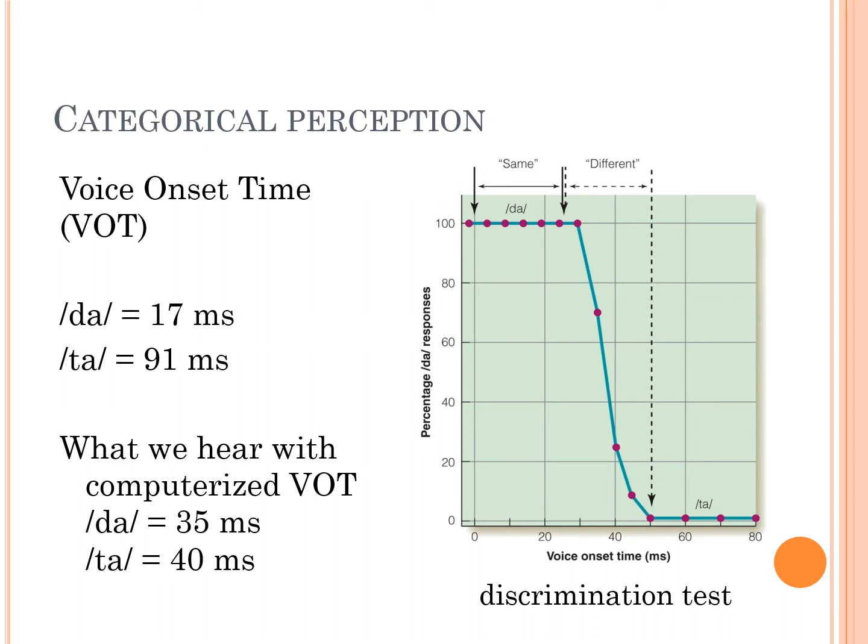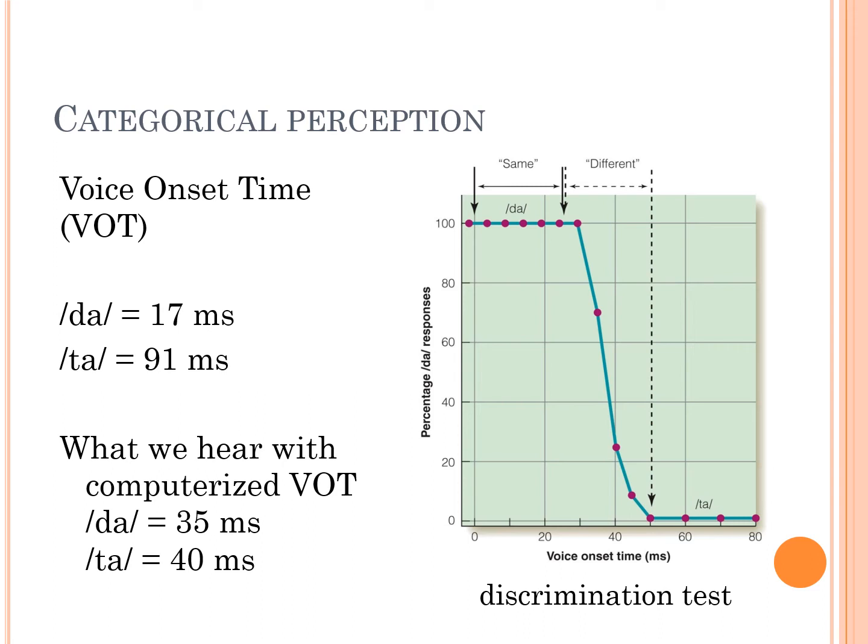Okay, so for an example of categorical perception, I'm going to use this study from Imus and Corbett, 1973, that was looking at voice onset time. If we go back and remember when you say "da," that D is a voiced alveolar stop. It's voiced, and the voicing is starting at about 17 milliseconds. When you say "ta," that T is a voiceless alveolar stop, and the voicing doesn't start until about 91 milliseconds as we start to get into the "ah" sound.